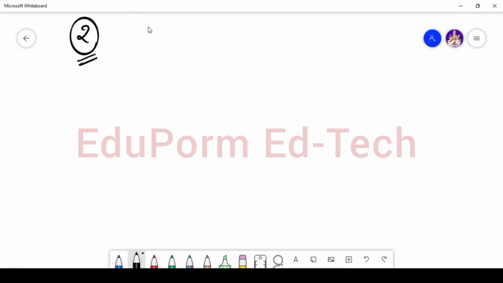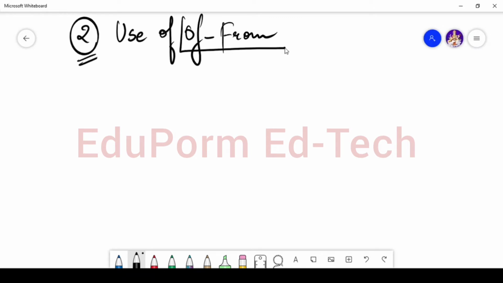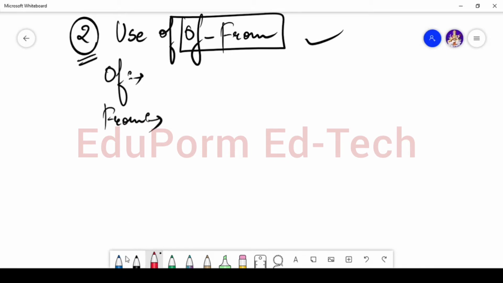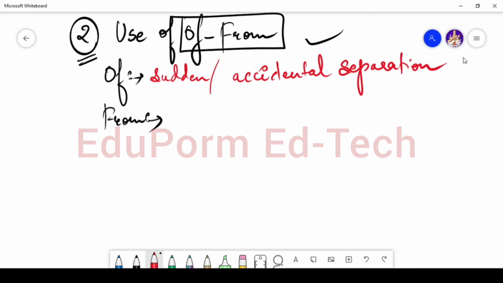Okay, the second one is use of of or from. Now of is used when you are talking about sudden or accidental separation. Okay, and from is used when you are talking about planned or natural separation.